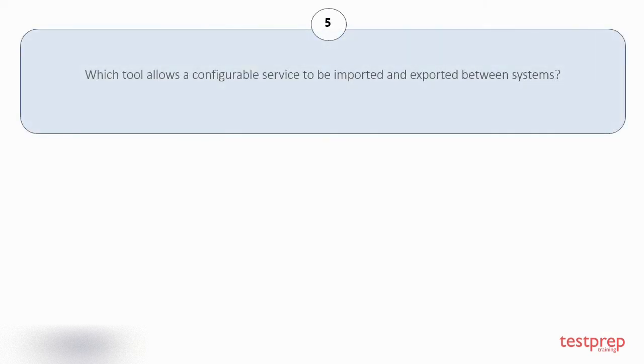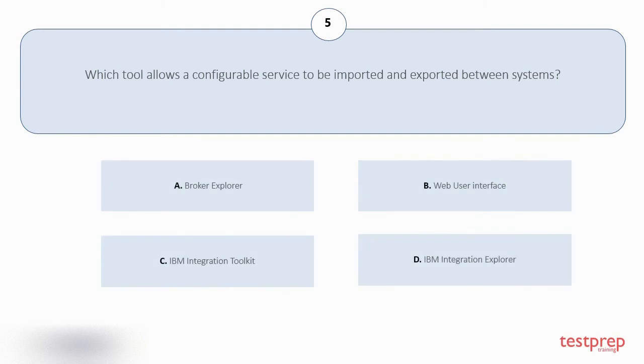Question number 5. Which tool allows a configurable service to be imported and exported between systems? Your options are: A. Broker Explorer. B. Web User Interface. C. IBM Integration Toolkit. D. IBM Integration Explorer. The correct answer is option D.